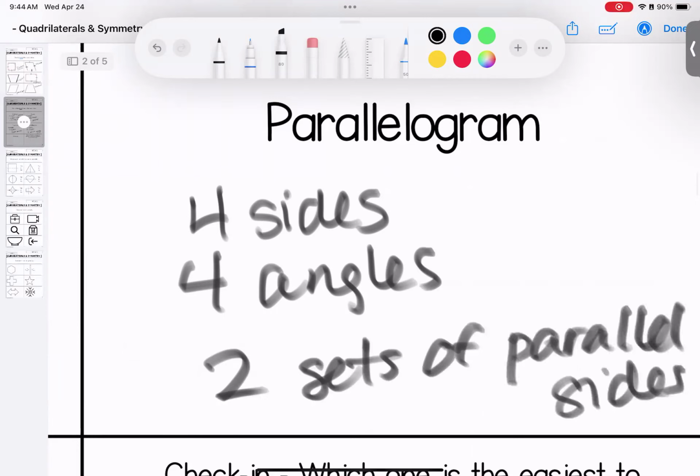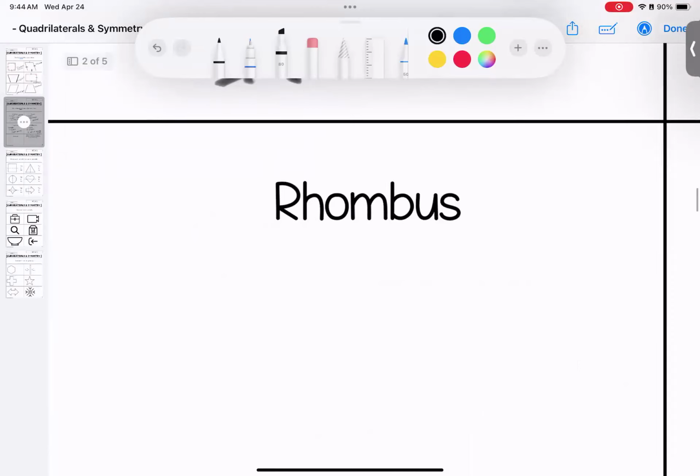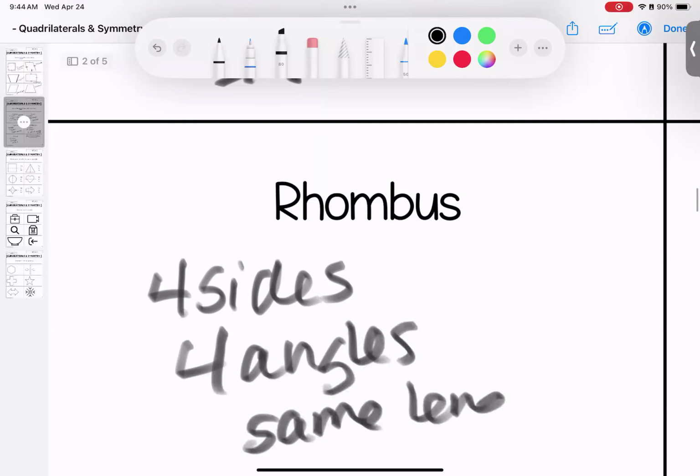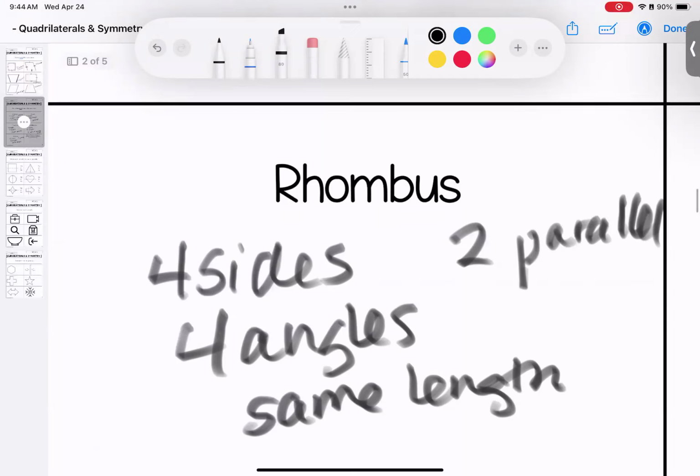Could also talk about this being a lazy rectangle. Over here, the rhombus has 4 sides, 4 angles. All of our sides are congruent or the same length. And we have 2 pairs of parallel sides. Remember, the difference between a rhombus and a square is that a rhombus does not have 4 right angles.